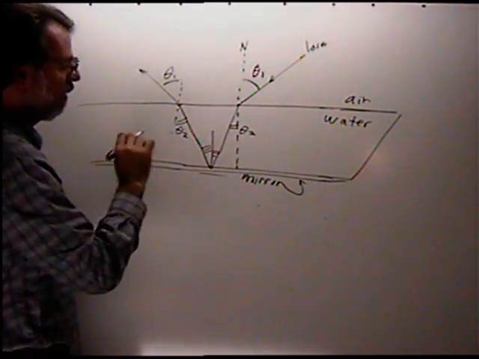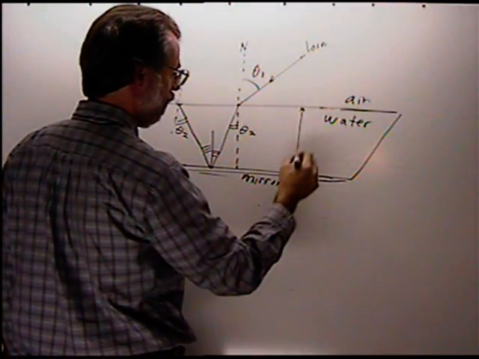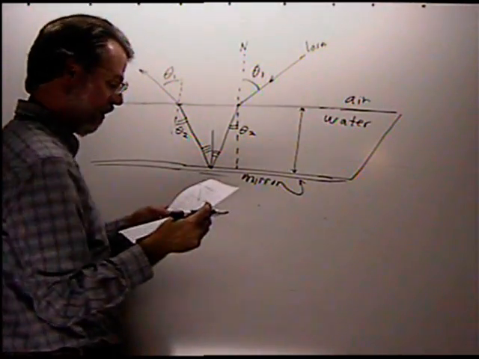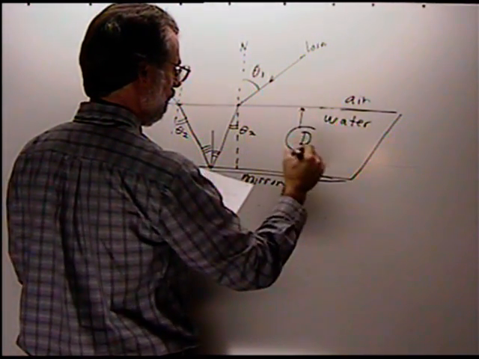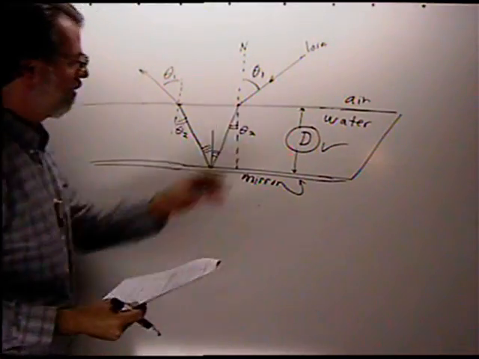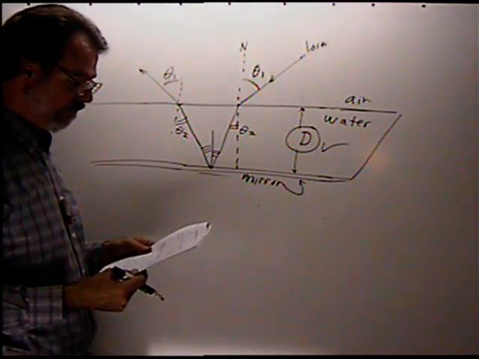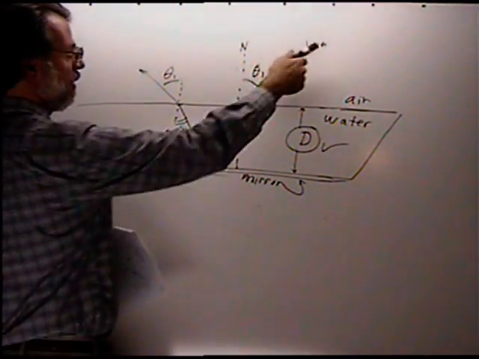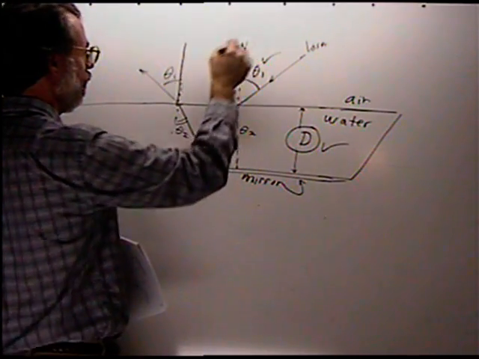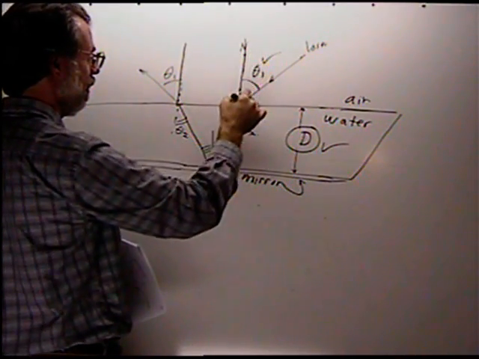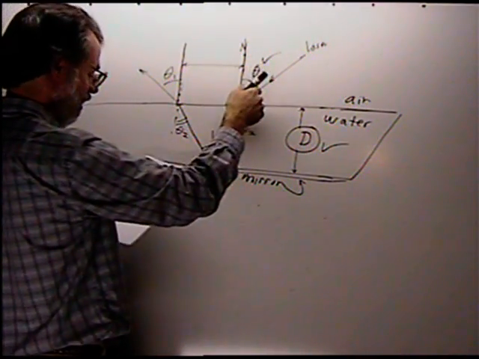And so what we're going to do is measure this distance. We're going to fill this container up with water, and this is distance D. We're going to measure that distance. This is just the depth of water. Then we're going to measure this angle, and then we're going to measure where the laser beam comes out. So we're going to measure the distance between where it comes in and where it comes out.